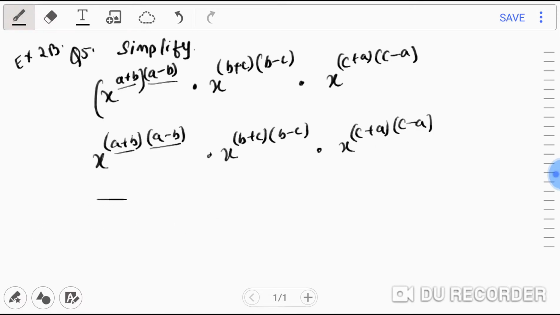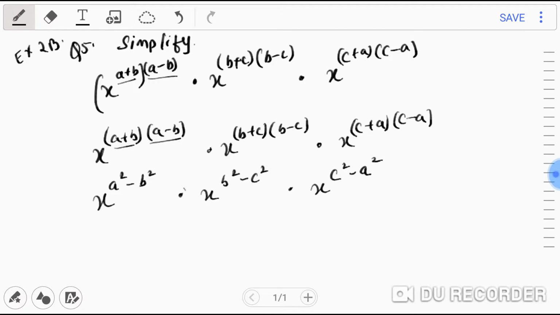So here you have x raised to a plus b, a minus b. Can I write it a square minus b square? Here b plus c, b minus c. So can I write it b square minus c square? Here you have c plus a, c minus a. Can I write it c square minus a square? Now as you know, there's multiplication. If there's multiplication, we add all the exponents. So keep on adding the exponents.